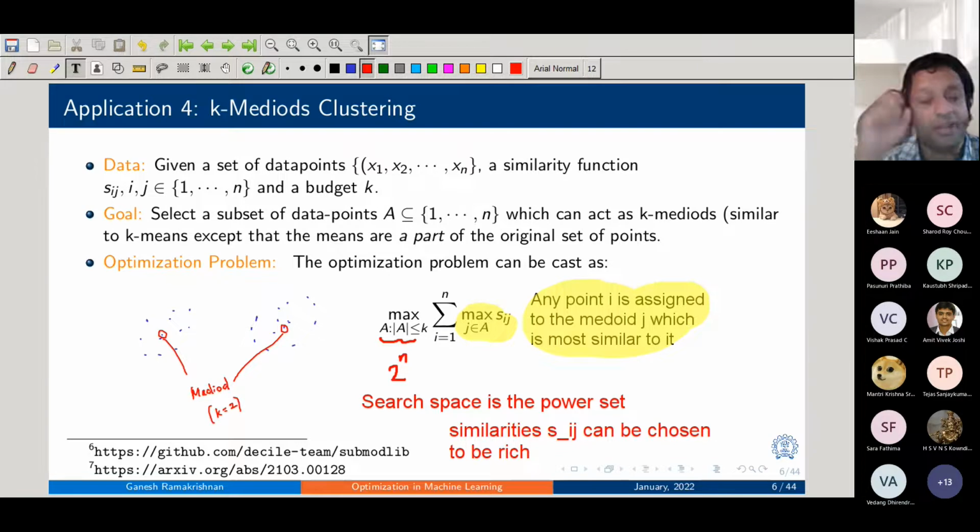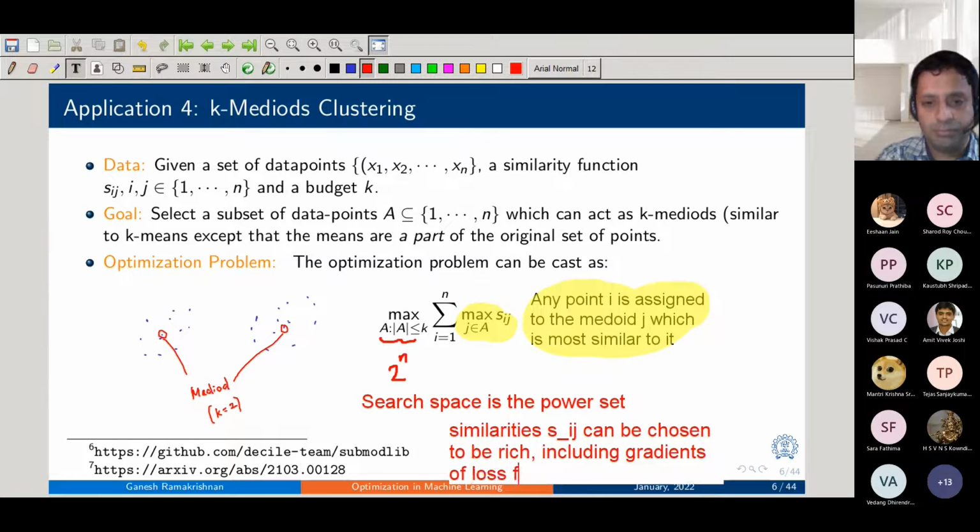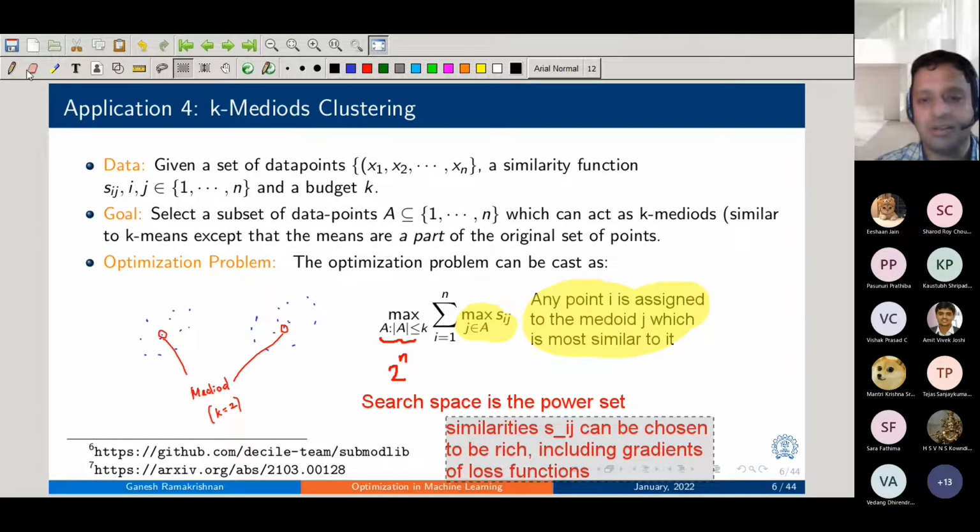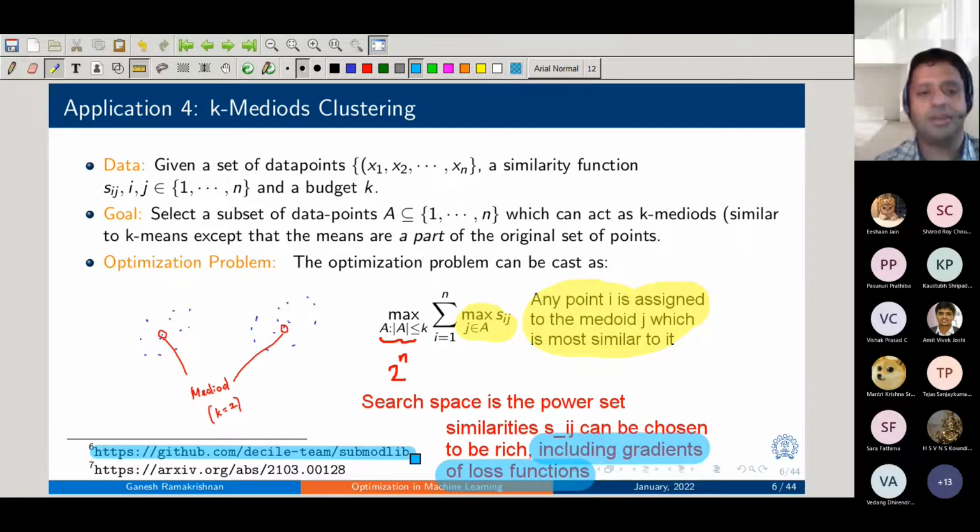One interesting choice of similarity which we bring out in our submodlib library is based on gradients. Okay, so if I'm using k-medoid clustering as part of data subset selection, you could look at the gradients of the loss function at two different points to look at the similarity. Okay, so I won't get into the details here, but since I've given a link to our submodlib library, we allow for all of that as well. So do have a look at our library.